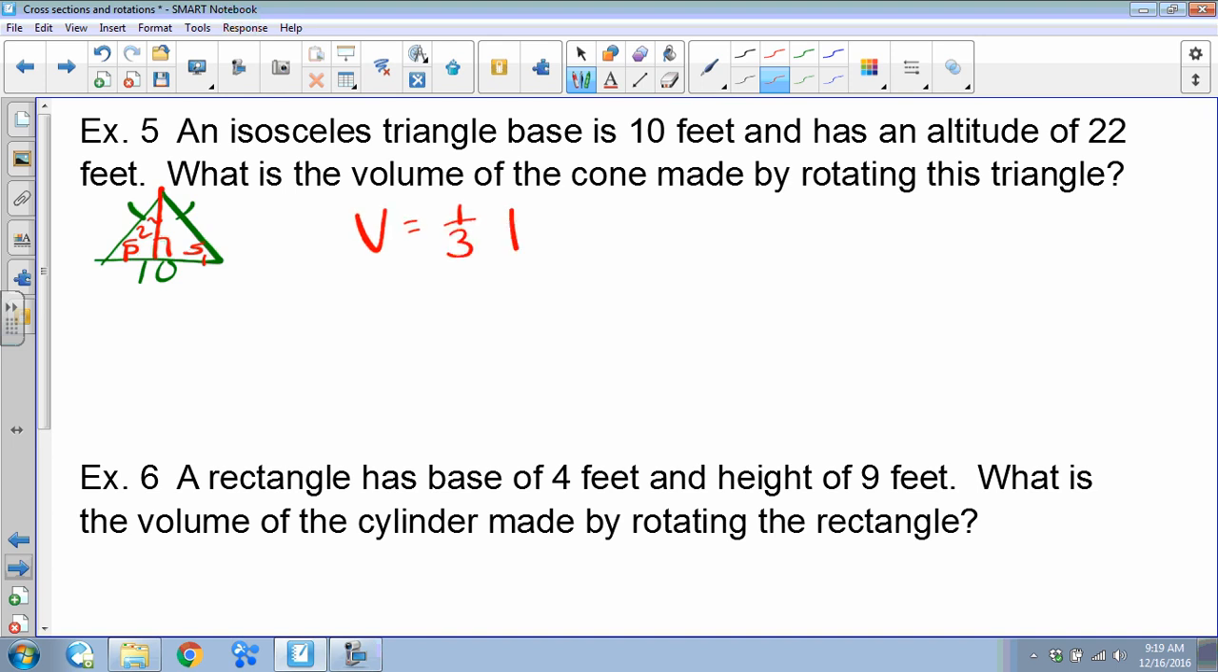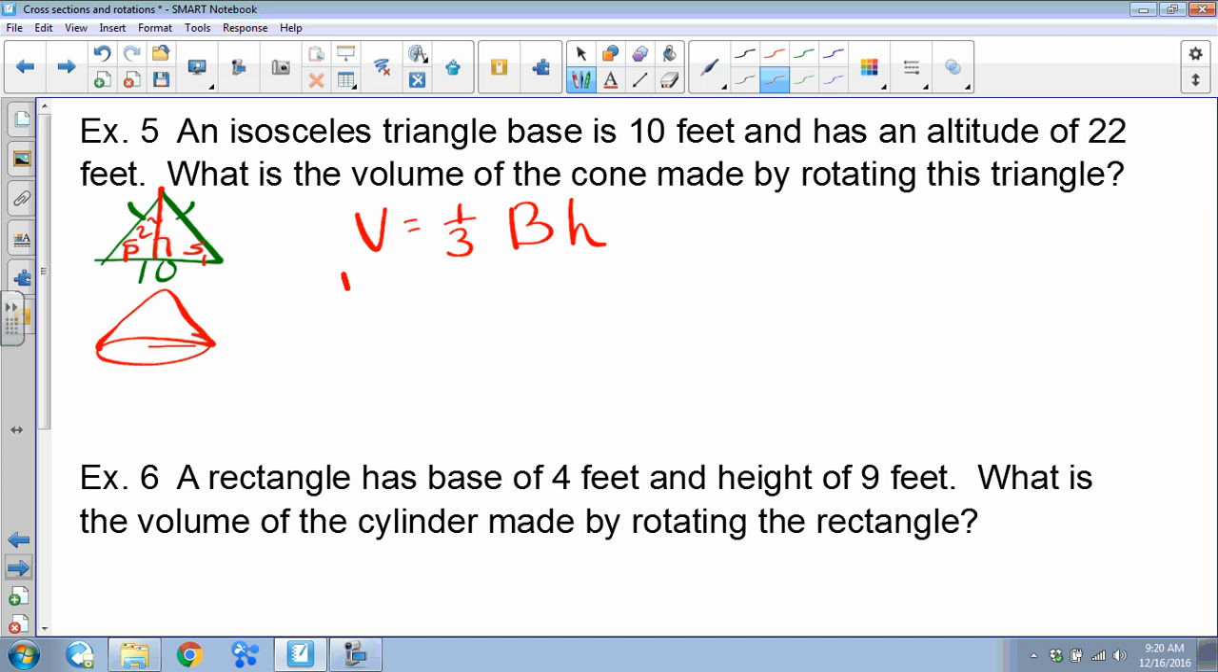1/3, area of the base times the height. So if you have a cone, the base is a circle, right? And so you need to know that radius. They told you it was isosceles so that you would know what the radius is. What is the radius? 5. The radius is 5.